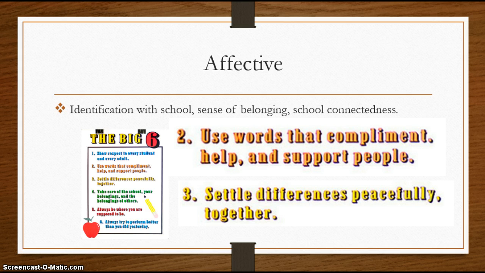Help students effectively engage in a classroom by setting up rules, use kind words. Here we have an example of the big 6 kind rules that they can use in a classroom, use words that compliment and help and support people, settle differences peacefully, just ways to encourage a safe learning environment, and it really encourages kids to come to school when they don't feel bullied or they feel like there's no stupid questions.